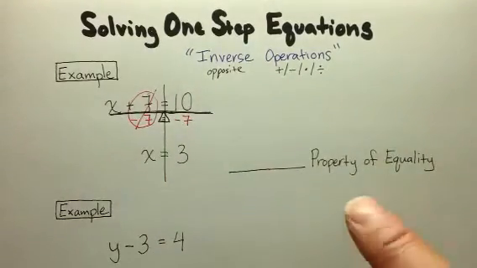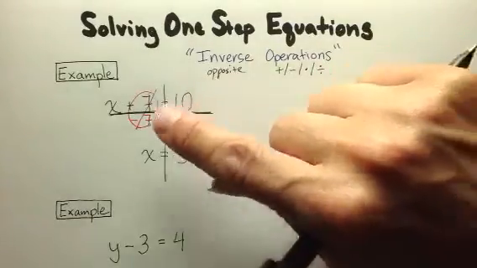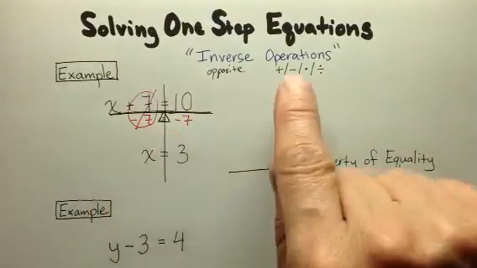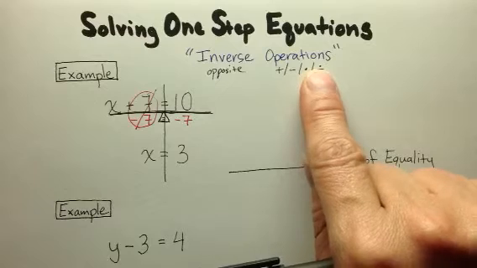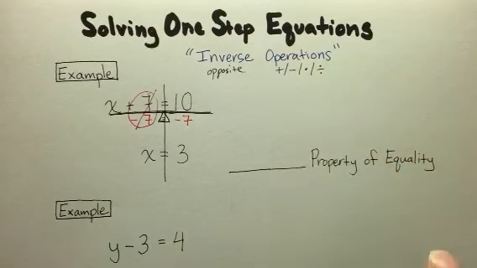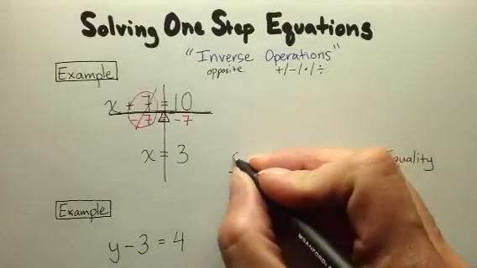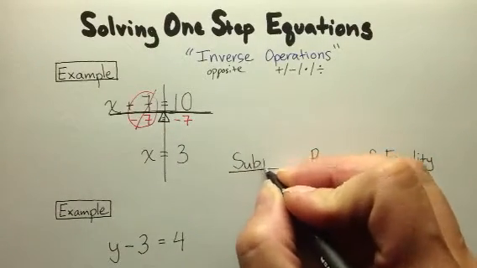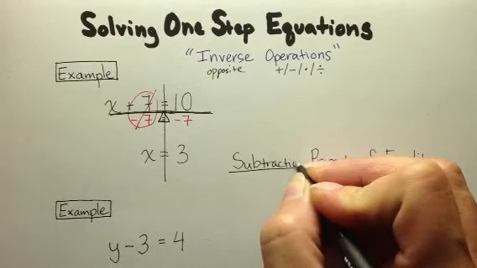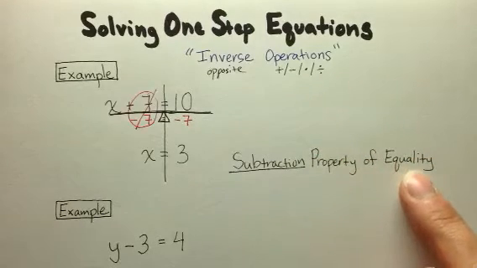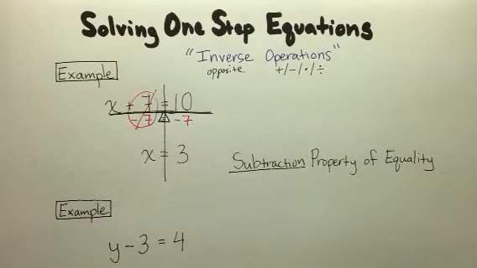And there's an actual name of this property. Whatever operation I'm doing when I'm solving an equation, that's the name of the property. So what did I do to both sides? I subtracted 7. So this is the subtraction property of equality. How do I keep the equation true? How do I keep it equal?